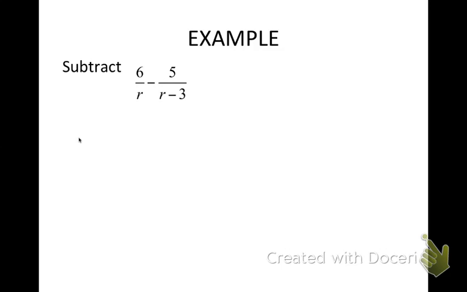How about this one? 6 over r minus 5 all over r minus 3. Now you may just think, wow, this is tricky. Can't I just add a minus 3 to the problem? No, you can't do that. Don't just add a minus 3 to make it look like the r minus 3. To find a common denominator, you have to do multiplication. You have to find the least common.